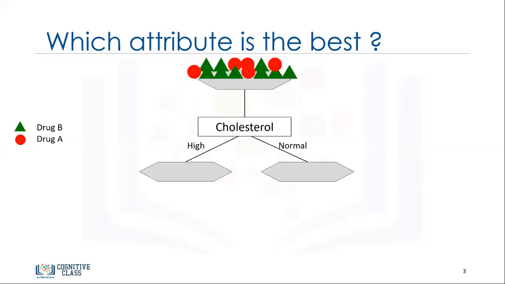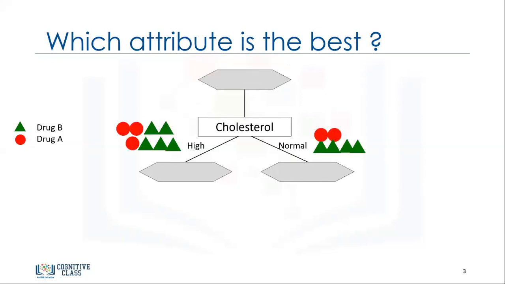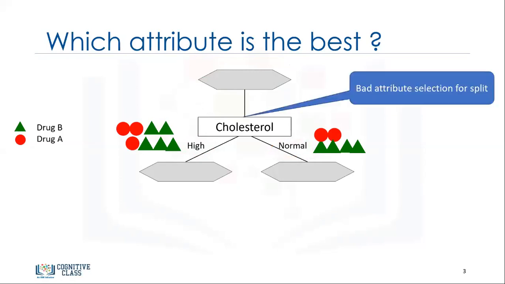Let's say we pick cholesterol as the first attribute to split data. It will split our data into two branches. As you can see, if the patient has high cholesterol, we cannot say with high confidence that drug B might be suitable for him. Also, if the patient's cholesterol is normal, we still don't have sufficient evidence or information to determine if either drug A or drug B is in fact suitable. It is a sample of bad attribute selection for splitting data. So, let's try another attribute.